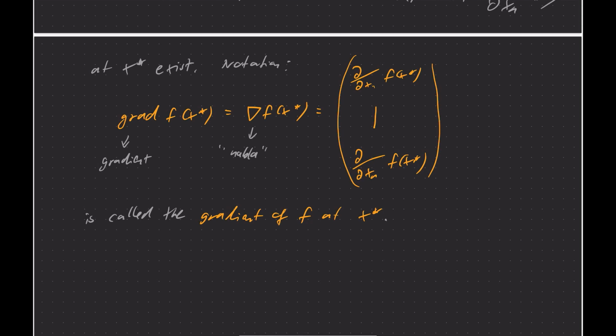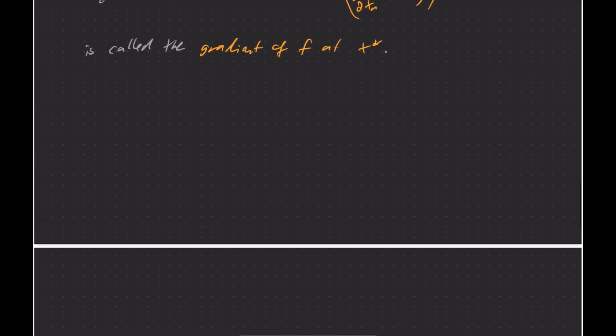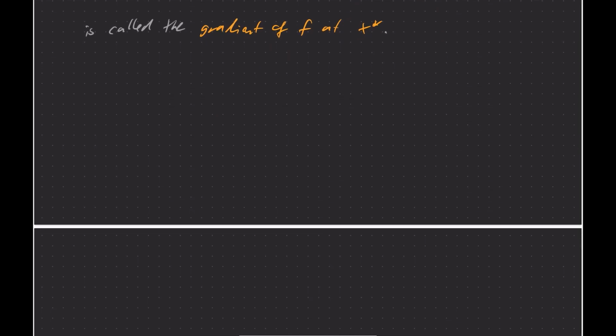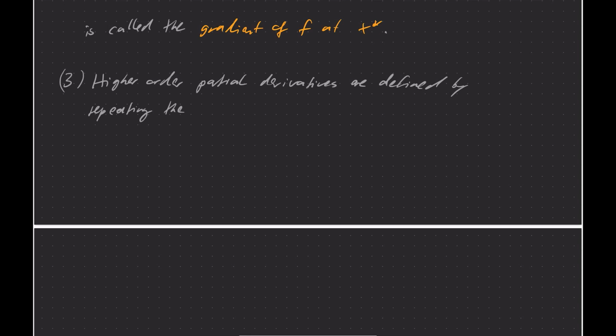Okay, and of course if we can apply a partial derivative once, then we can also apply it twice and maybe 3 times and more often. So higher order partial derivatives are also defined, and they're just defined by repeating that application of partial derivatives. So higher order partial derivatives are defined by repeating the process.